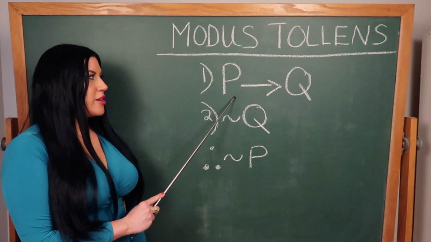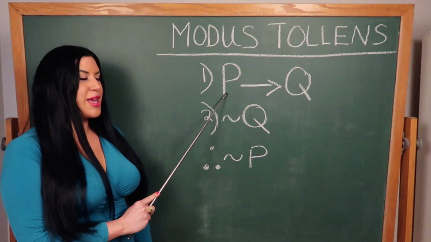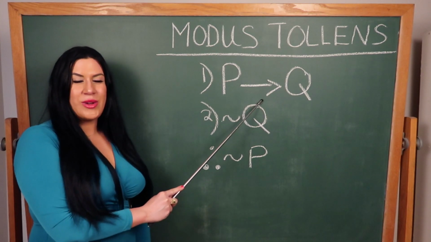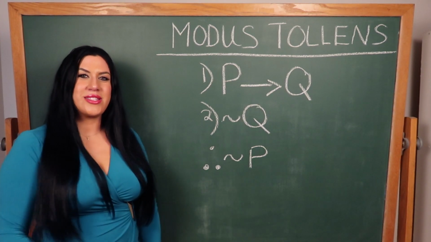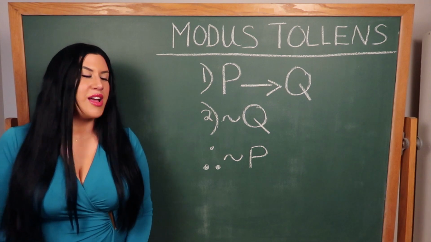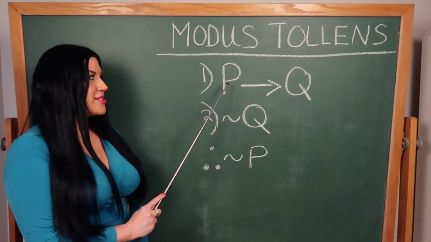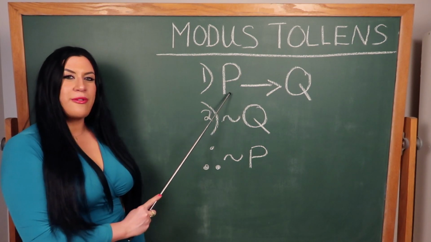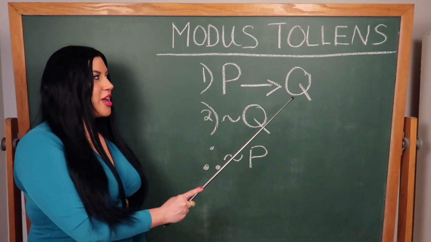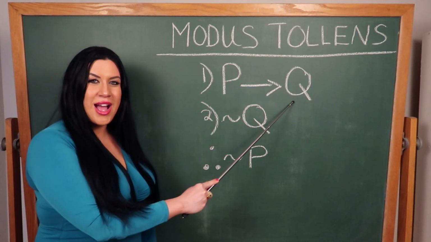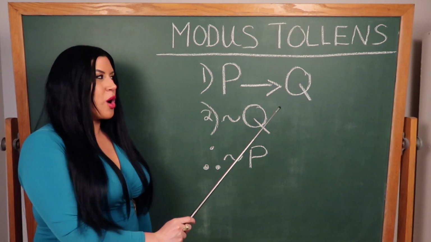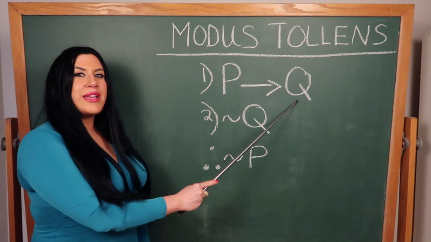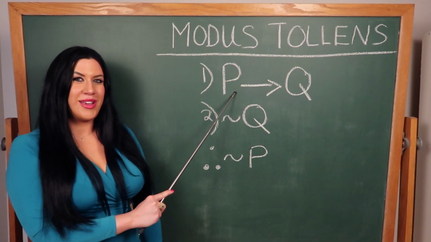So premise 1 would read, if P happens, then Q will happen. When you see this arrow in logic, that indicates that this is a conditional statement. A conditional statement has an antecedent and a consequent. Whatever comes before the arrow is the antecedent, and whatever comes after the arrow is the consequent. So in premise 1, if P happens, then Q happens. In other words, Q is a consequence of P.